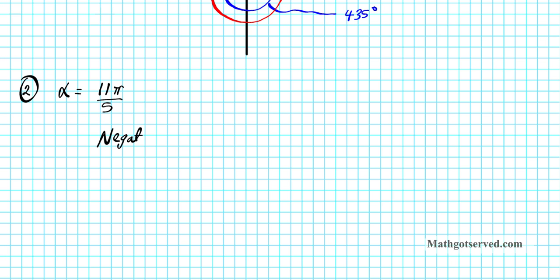The negative coterminal angle. All right, so let's see. For a negative coterminal angle, we are going to be subtracting full circular rotations from the initial angle, which is 11 pi over 5. So starting with 11 pi over 5, we're going to subtract 360 from this.